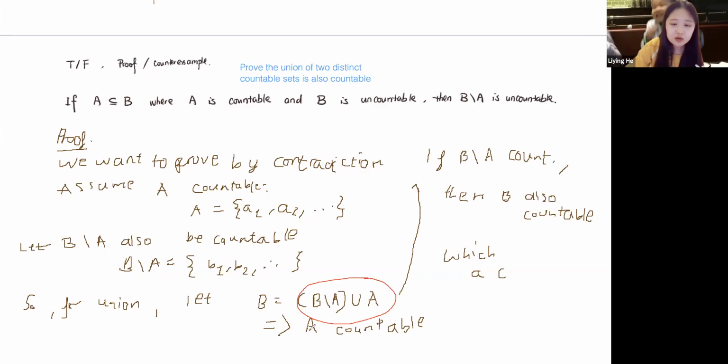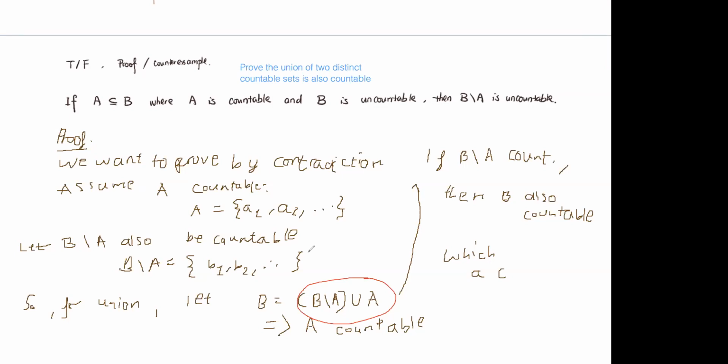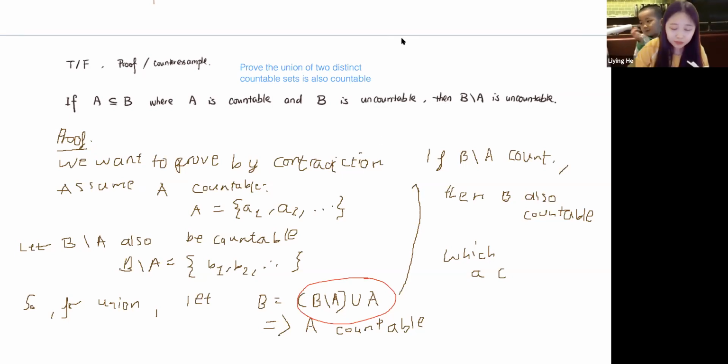Anyone has any question of this idea of writing B equals B minus A, union A? Okay, no questions so far? So basically, we write B as this. Then if B minus A is countable and A is countable, then the union of them should be countable as well. The union of them is B, so B should be countable as well. So that's a contradiction. Now our next step is showing that the blue part, okay?